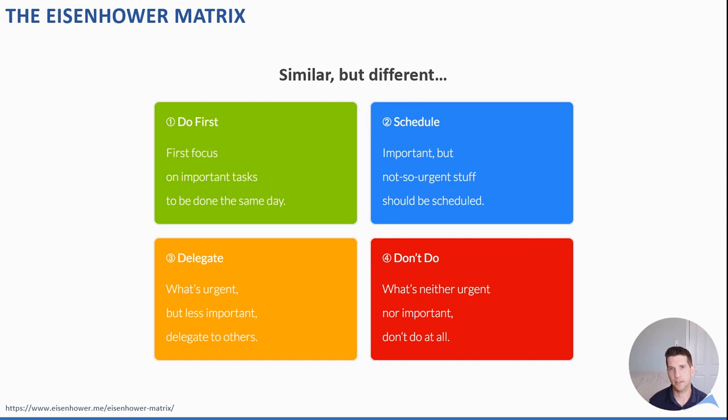I've got the link in the lower left-hand corner. If you go to eisenhower.me, they've got apps so you can help improve your own personal task management.